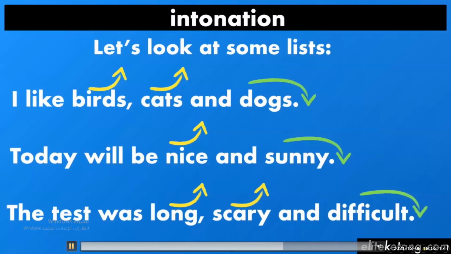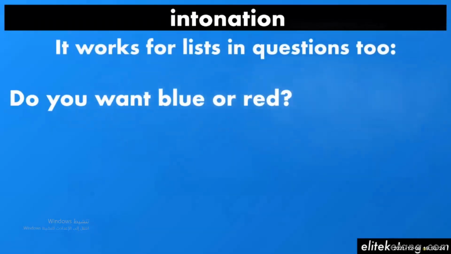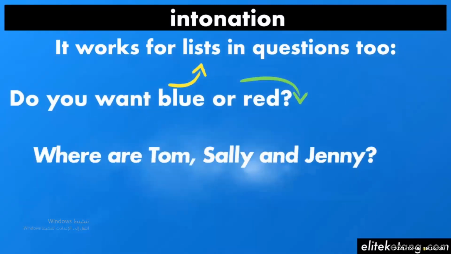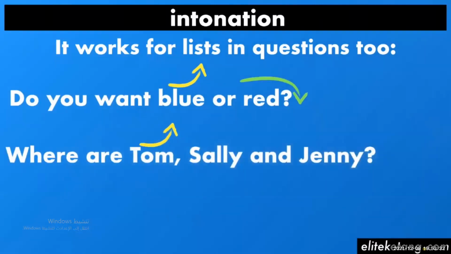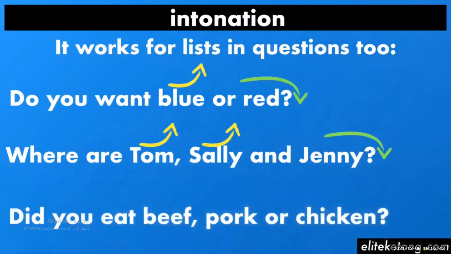Rise, fall. Scary. It works for lists in questions too. Do you want blue or red? Where are Tom, Sally, and Jenny? Rise, rise, fall. Did you eat beef, pork, or chicken?